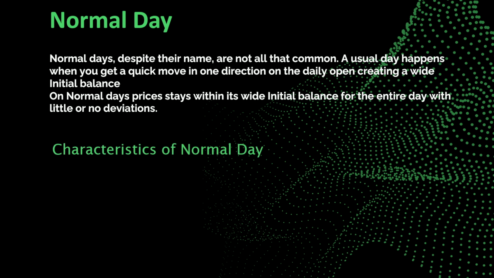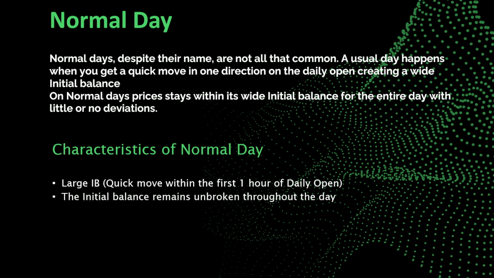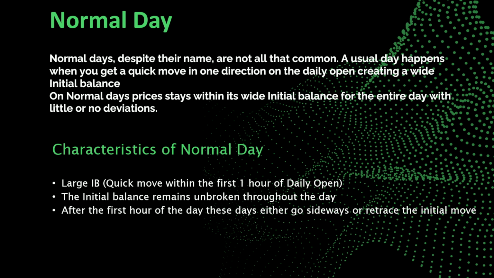Let's look at some characteristics of a normal day. You have that large initial balance, so the quick move in the first hour of the daily open. The initial balance remains unbroken throughout the day. Sometimes you get wicks above and below, but no significant candle closes at all. After that first hour of the day, these days either go sideways or retrace the initial move. So after that initial balance, you normally see price go sideways or start to come back down to entry nearly.